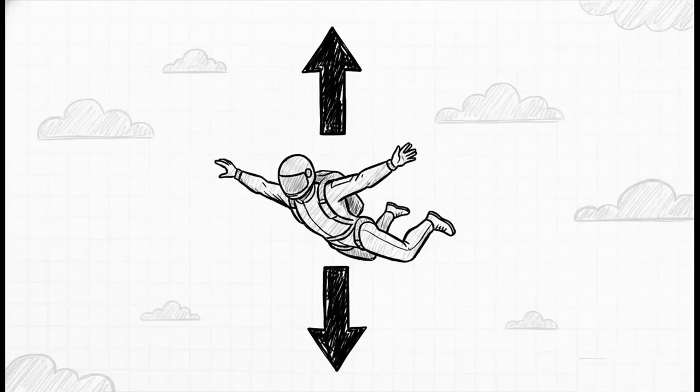Picture a skydiver jumping out of an airplane. It is the perfect everyday example of this. Initially, their weight pulls them down, so they accelerate toward the ground. But as they fall faster and faster, the air resistance pushing up against them increases. Eventually, that upward push perfectly equals their downward pull. The forces completely balance out, the resultant force drops to zero, and the skydiver stops accelerating. They just fall steadily at what we call terminal velocity.